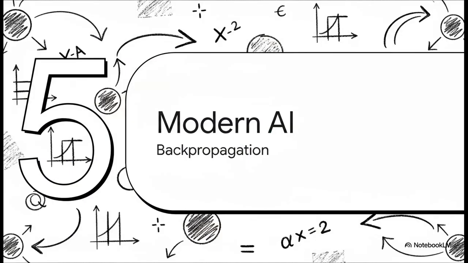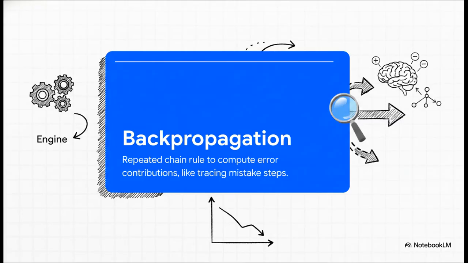Let's wrap it up with Section 5, backpropagation and modern AI. Let's connect all of this foundational math back to the massive neural networks that are actively reshaping our world today. In deep learning, the chain rule is the driving force behind a concept called backpropagation. This is simply the repeated application of the chain rule, moving backward through a computational graph.